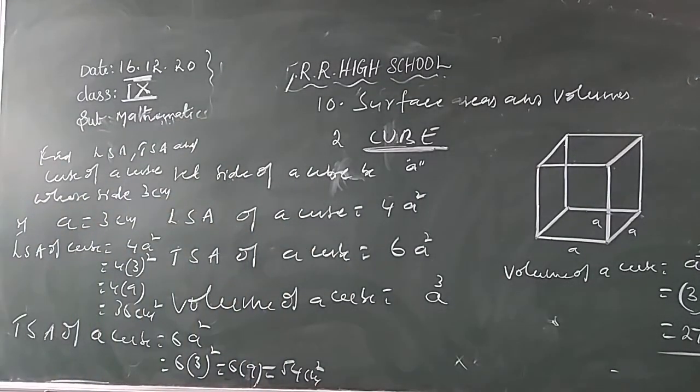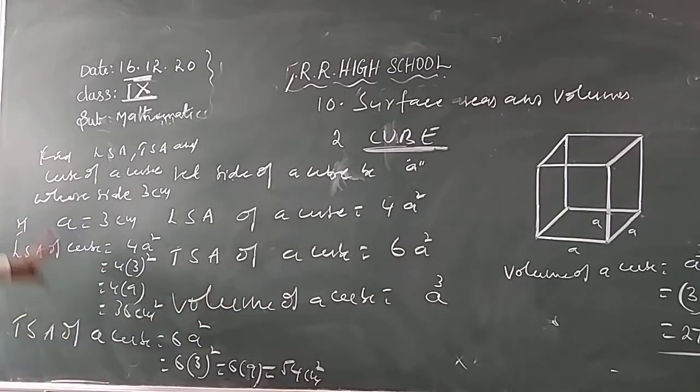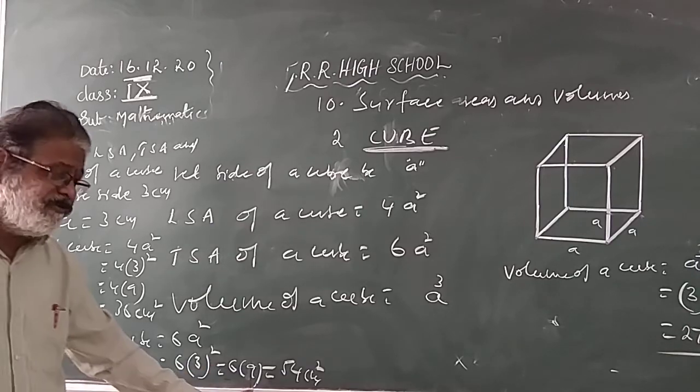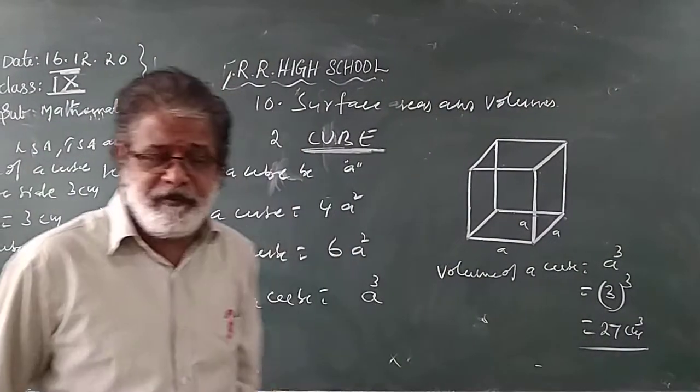I hope we clearly understood. This is a cube. LSA of a cube is 4A square, TSA of a cube is 6A square, volume is A cube. The problem is to find the LSA, TSA and volume of a cube whose side is 3 centimeters. To find the LSA you must know the formula, 4A square. 4 into 3 square, 9 times 4 is 36 square centimeters. TSA is 6A square, 6 times 9 is 54. Volume of a cube is A cube, 3 cube, 27 cubic centimeters.